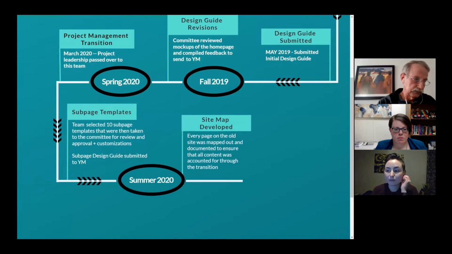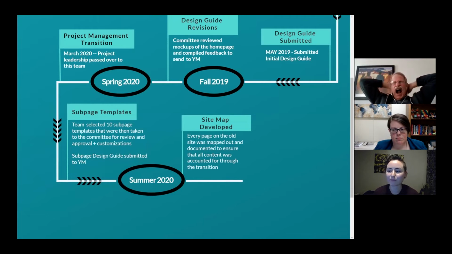As we waited for the subpage mockups to be designed and survived through the stress that was the first summer of the pandemic, Casey worked diligently to develop a sitemap of the old site to ensure that every single page and its contents were accounted for throughout the transition process. It also really helped with matching our pages to the subpage templates further down the line.